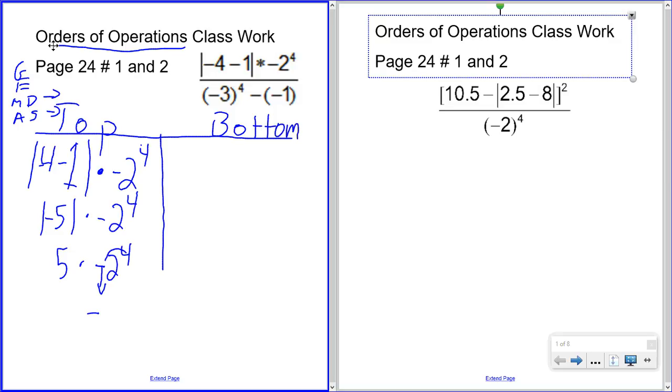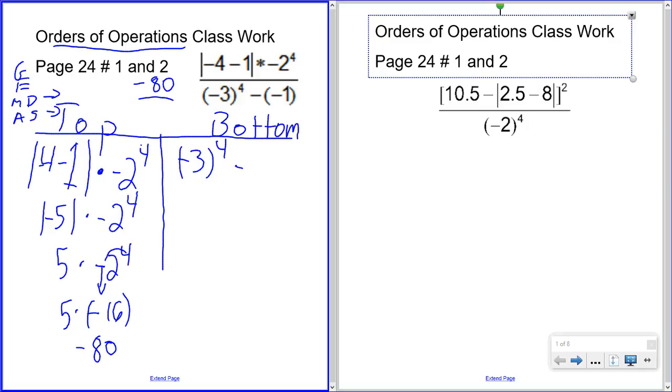So 2 to the 4th power is 16. So what we are finished with is 5 times -16. And 5 times 16 is 80, and that's going to be -80 because we multiply the negative by a positive. So as I come back here and I start, that's going to be -80 over, well, we haven't finished the bottom yet. So that's going to be -3 to the 4th power.